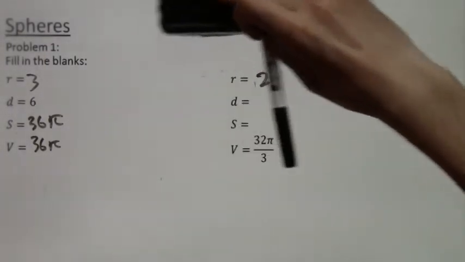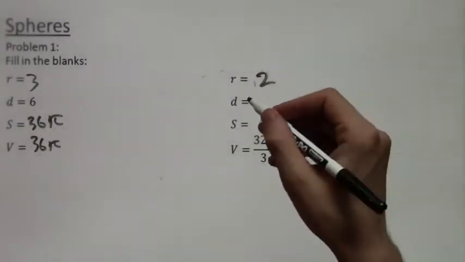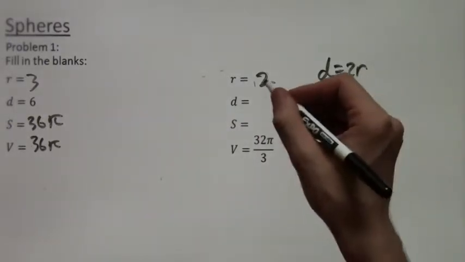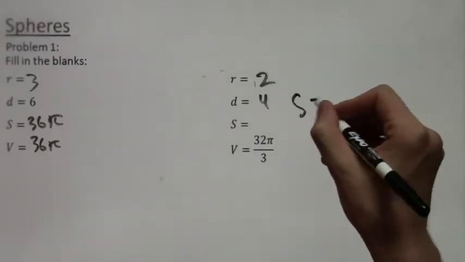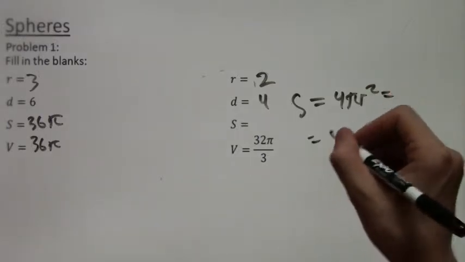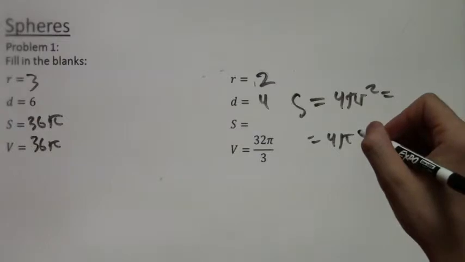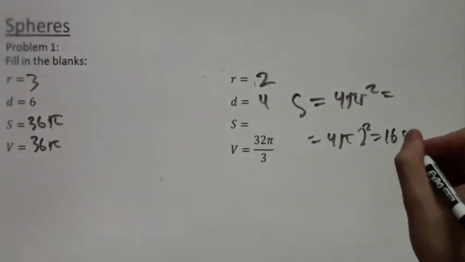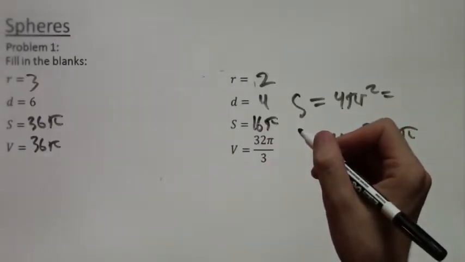Alright, now that we have r, we can solve for d and s. So d is the diameter, it's 2 times the radius, and of course 2 times 2 is just 4, so that one's easy. And finally, the surface area, S, equals 4 pi r squared. And we plug in 2, we get 4 pi, and then 2 squared, and 2 squared is 4. 4 times 4 is 16, so I get 16 pi. So that concludes this problem.